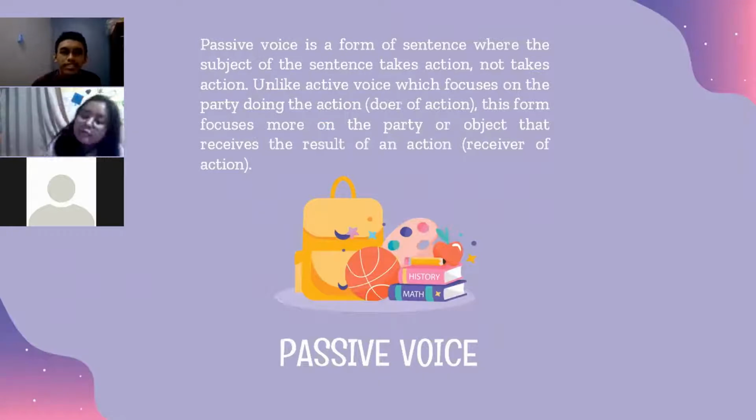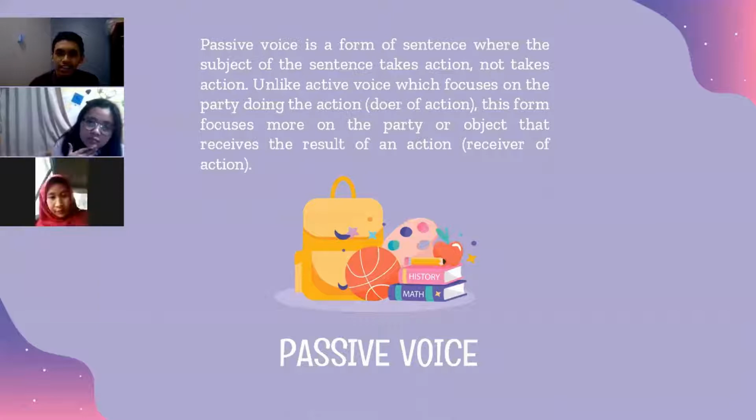Passive voice is a form of sentence where the subject of the sentence receives the action, unlike active voice, which focuses on the party doing the action or doer of action. This form focuses more on the party or object that receives the result of an action or receiver of action.